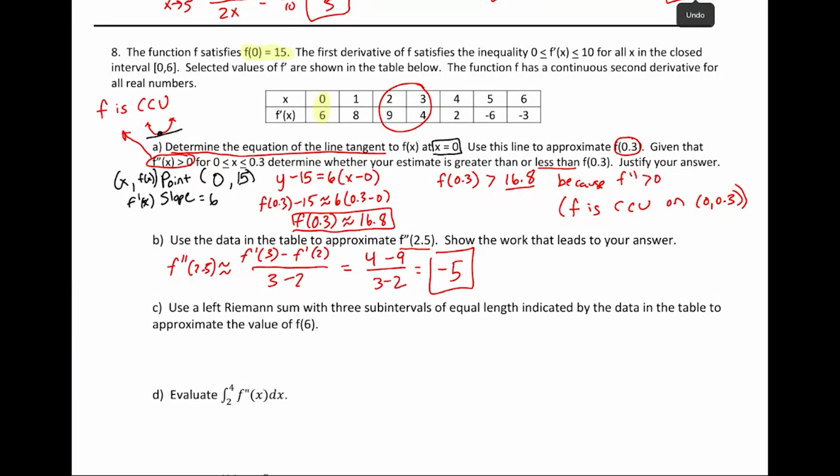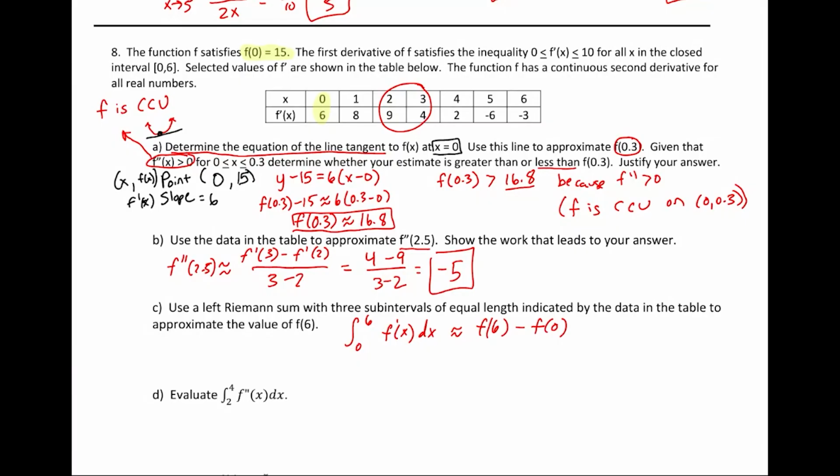Part C says use a left Riemann sum with 3 subintervals of equal length indicated by the data in the table to approximate the value of f of 6. So Riemann sums are a method for approximating an integral. And so if we're going from 0 to 6 here, basically the integral from 0 to 6 of f prime is going to approximately equal f of 6 minus f of 0.